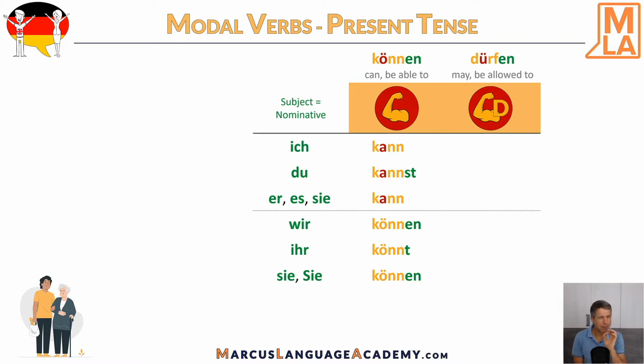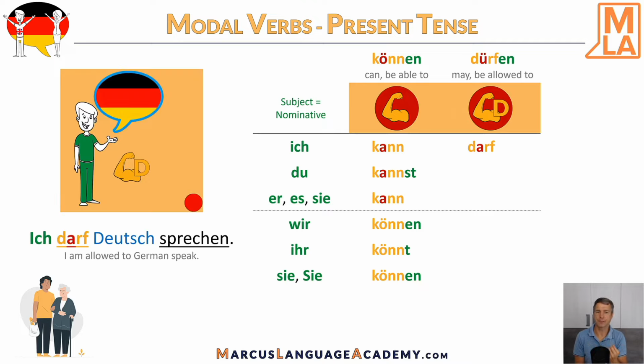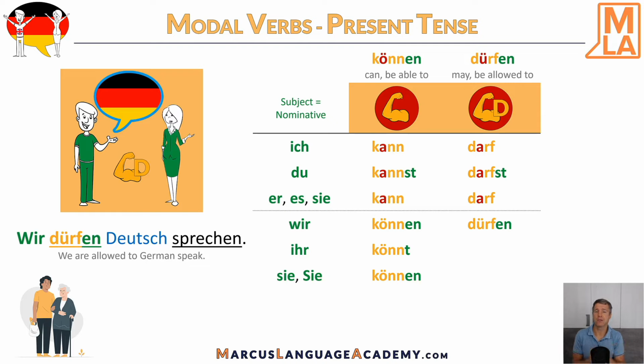Dürfen behaves very, very similar. The singular is irregular again. Ich darf Deutsch sprechen. I'm allowed to German speak. And the rest is du darfst und er darf. And the plural is again regular. Wir dürfen Deutsch sprechen. We are able to speak German, or we are able to German speak. Okay? And the rest is ihr dürft und sie dürfen.